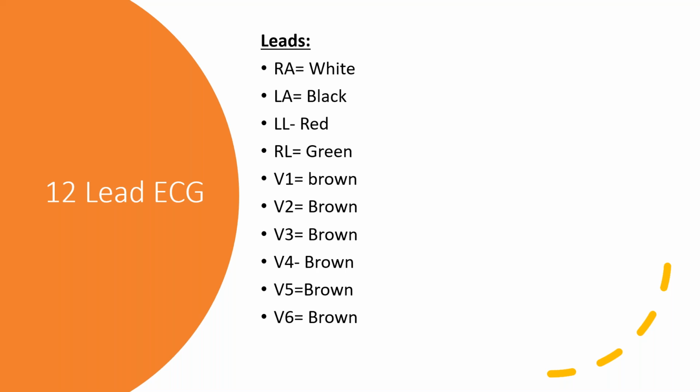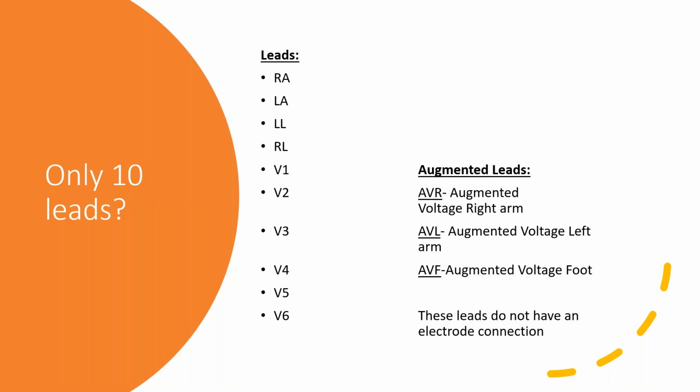V1 is brown, all the rest of the leads are brown. And they're just labeled V1, V2 through V6. So if we count these, there's only 10 leads. So we have right arm is 1, left arm 2, left leg 3, 4 is right leg, and then we have 6, 1 through 6. So how do we get 12 leads?